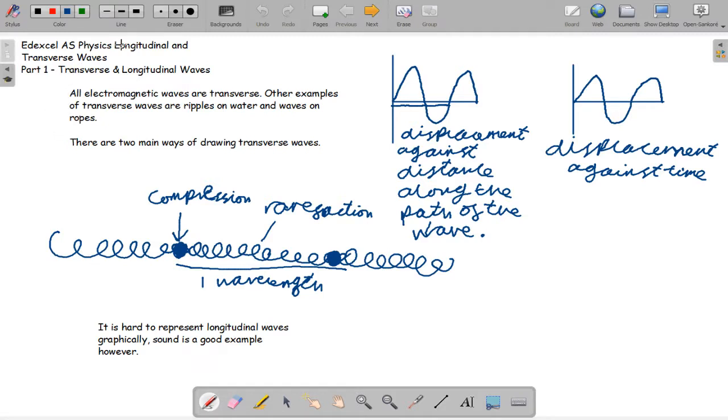All electromagnetic waves are transverse, and there are other examples of transverse waves like ripples on water and waves on ropes. There are two main ways of drawing transverse waves. One is showing them as graphs of displacement against distance along the path of the wave, with your wavelength, your trough, your distance along the x-axis, and your crest here.